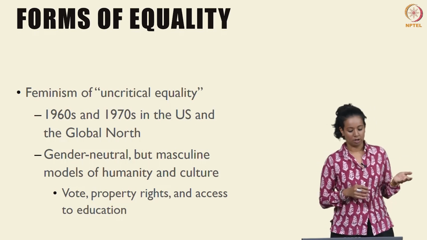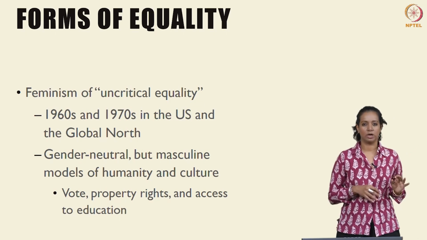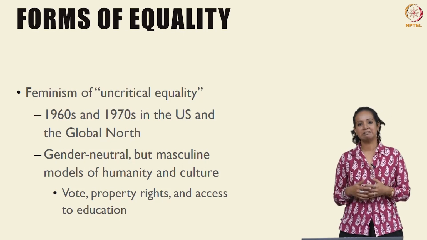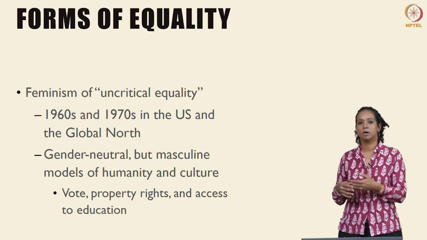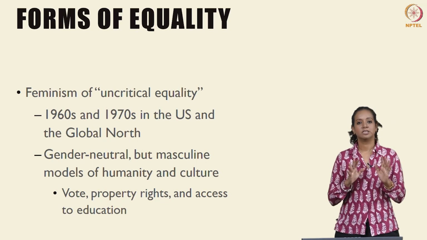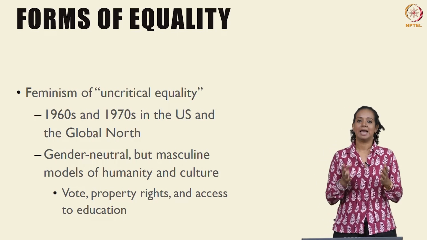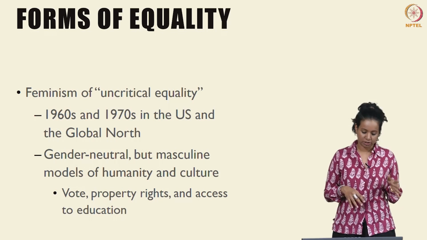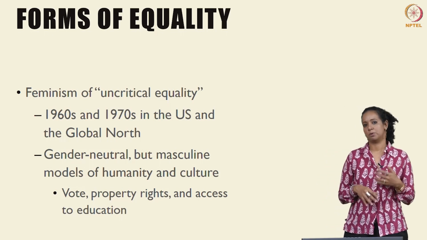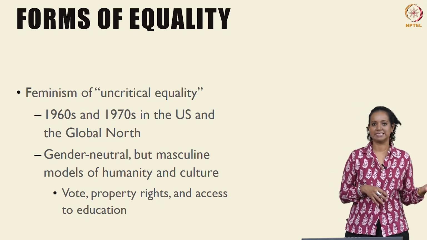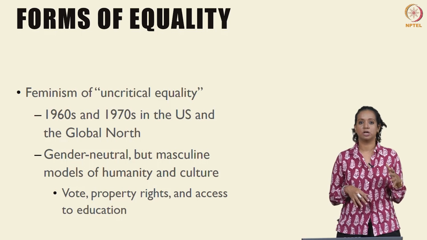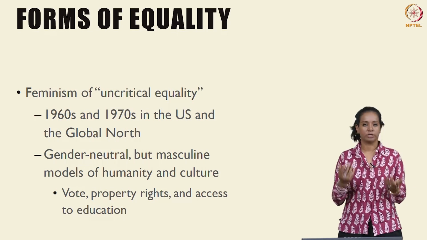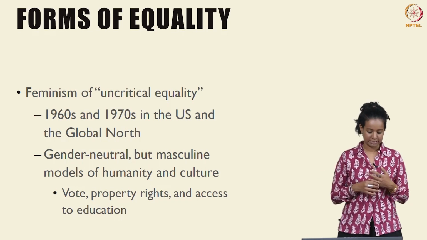This we call the feminism of uncritical equality. Why uncritical, and is this a bad word over here? Not necessarily. By uncritical equality, we mean that the term equality is not interrogated. It is assumed that everybody knows what it means, and therefore, the fight for feminism is very much to measure up to that. Now, such uncritical equality as a concept comes about mainly in the US and the global north in the 1960s and 1970s, but also much earlier on, like I said, in the late 19th century, early 20th century, with the fight for voting rights for women, as we will see in a bit.